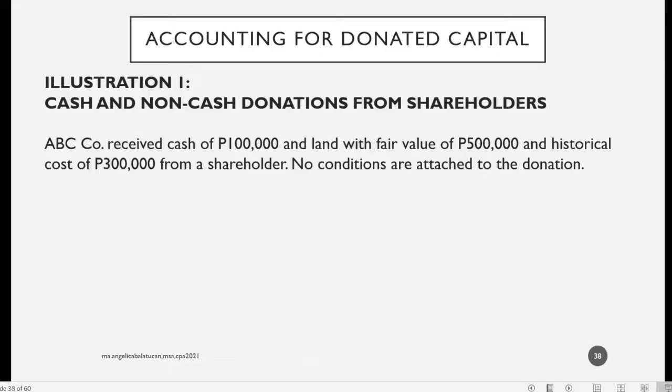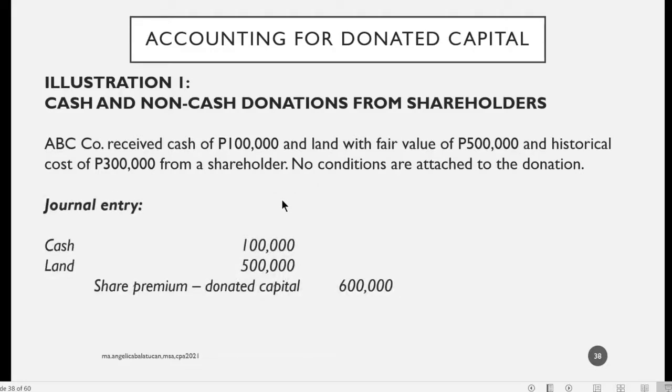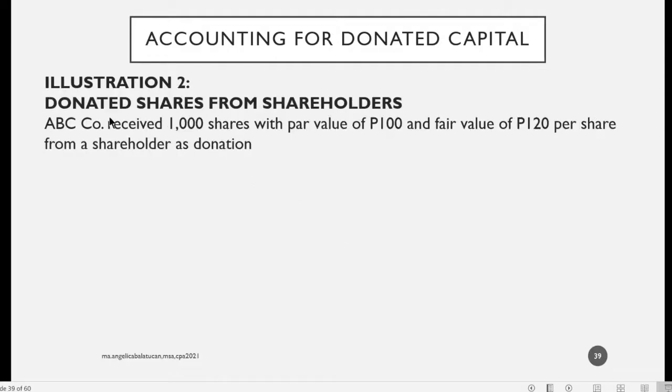Example, we have cash and non-cash donations from shareholders. ABC Company received cash of 100,000 and a land with fair value of 500,000 and historical cost of 300,000 from a shareholder. No conditions are attached to the donation. So the journal entry would be debit to cash, at the amount of cash received. Land is equivalent to the fair value of the non-cash asset. And credit share premium donated capital, 600,000.